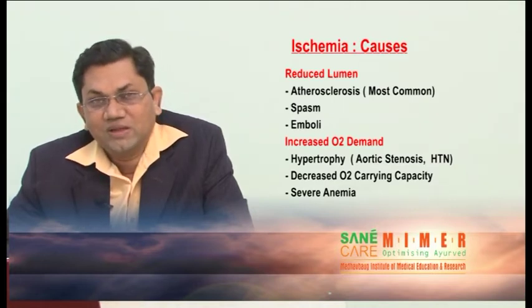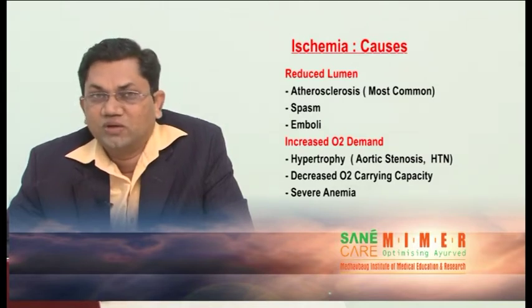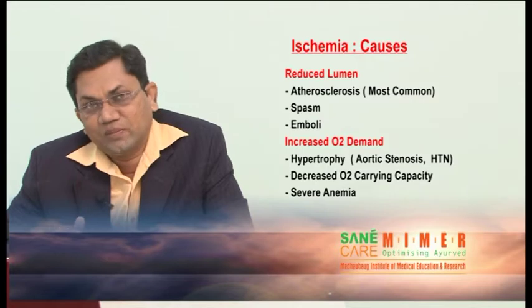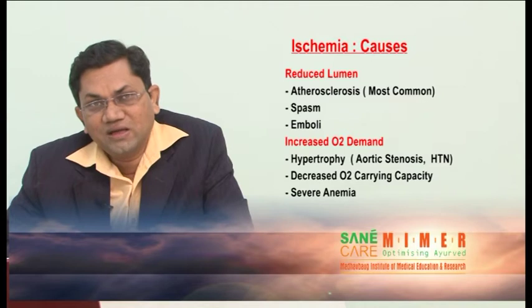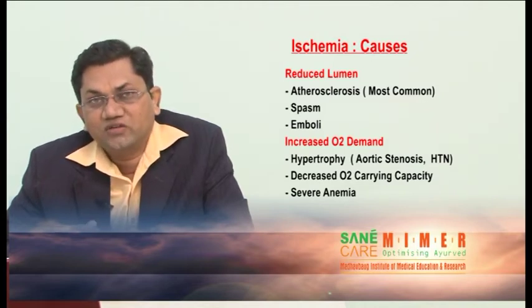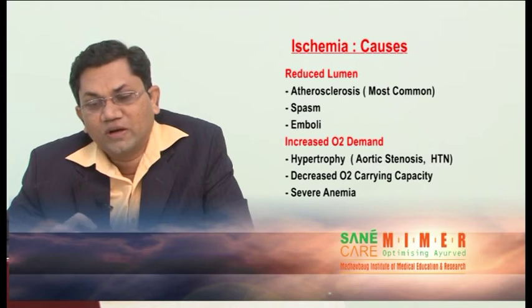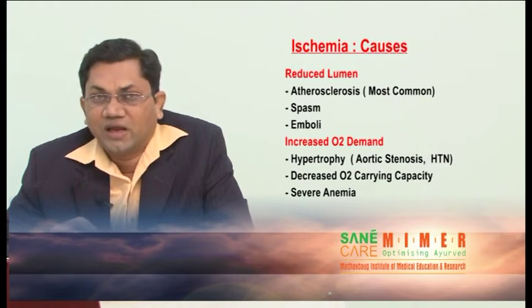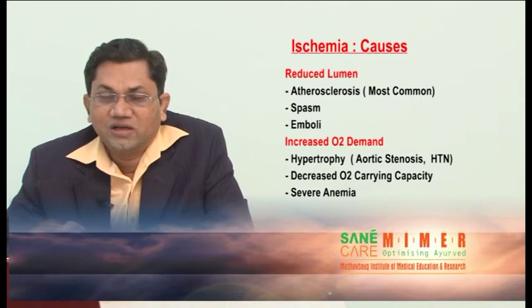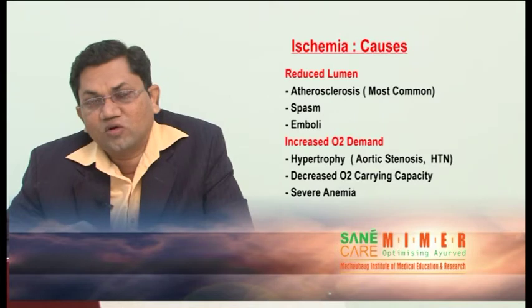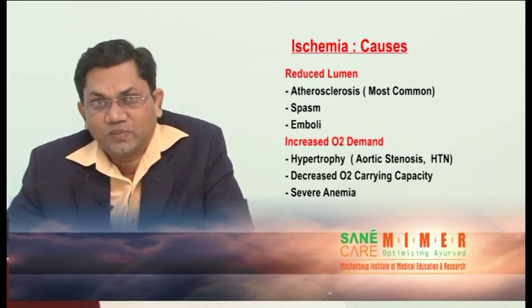As we know, if there is aortic stenosis or hypertension, and if that hypertension is not controlled with the help of medicine or timely lifestyle intervention, then that may lead to the development of hypertrophy. In this condition oxygen demand is increased, and that may be another cause where ischemia can be experienced by the patients.